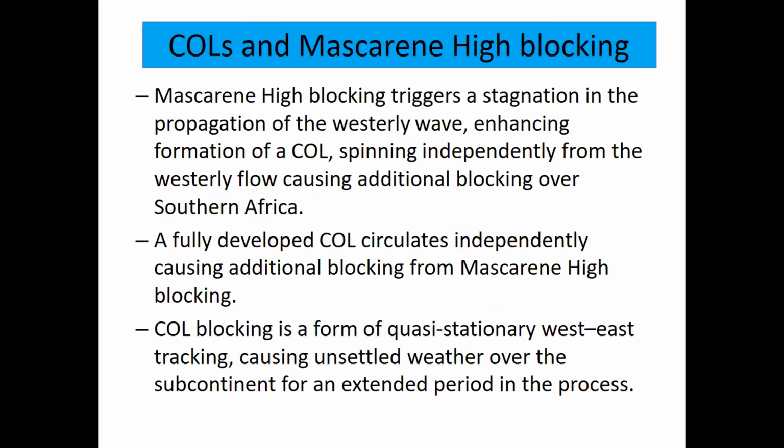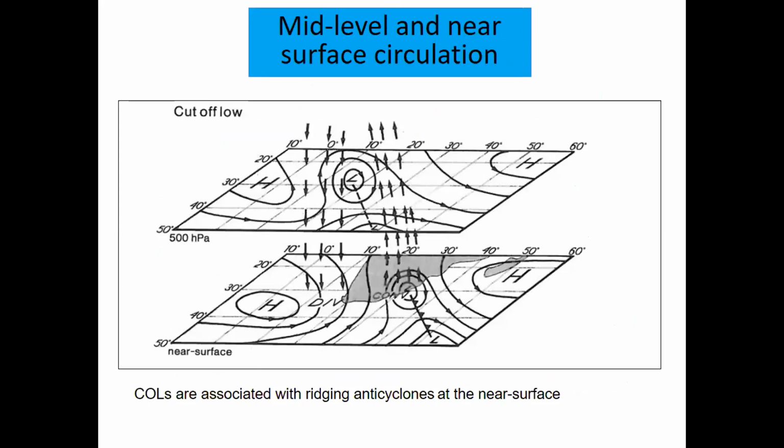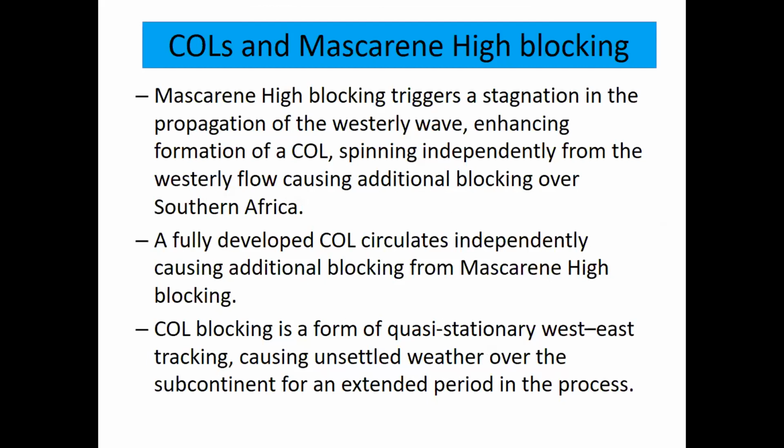And again, we spoke about that Mascarene High, which is sitting over the Indian Ocean, as you can see there near Madagascar. You find that there is this blocking which is caused by the Mascarene High. So this blocking triggers a stagnation and causes that quasi-stationary propagation of this weather system. And it thus enhances the formation of the cutoff low, which I've explained tends to spin independently from the westerly flow that I've mentioned from the previous figure.